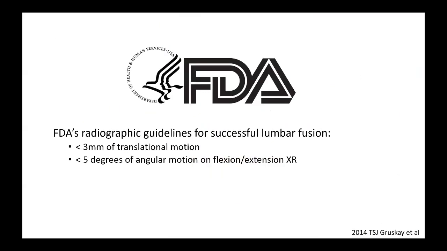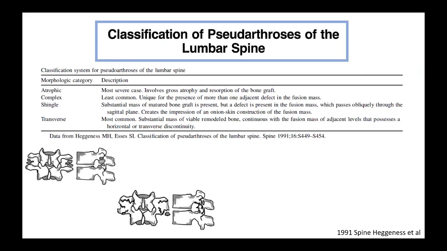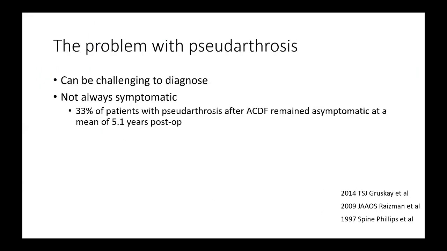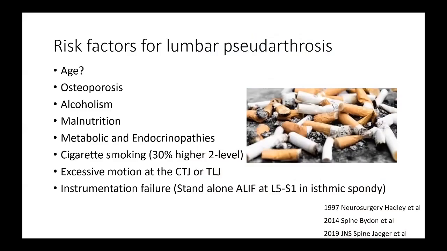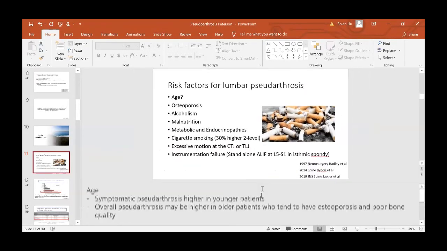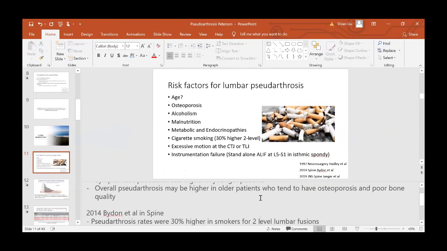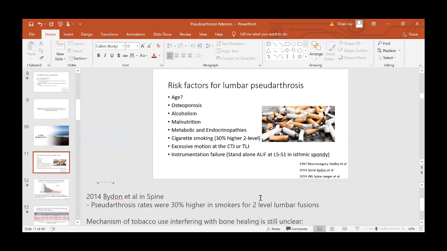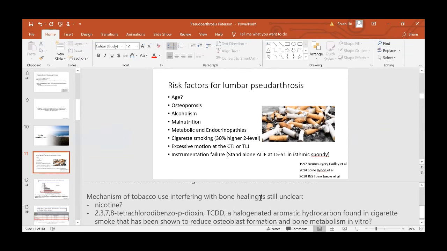I'm trying to pull up the slide. The TCDD is actually part of the cigarette smoke, and that's the halogenated hydrocarbon that I had mentioned that can interfere with osteoblast formation. I think that might have been the Hadley study. But in terms of nicotine use, I think that literature is a little weaker, but I still wouldn't strongly recommend to my patients to continue chewing tobacco or vaping. But again, I think the actual cigarette smoke has been implicated.